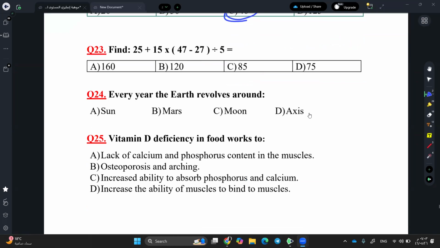Okay. Question number 23. Who wants to answer question number 23? Okay, on the pattern. Find 25 plus 15 times 40 minus 27 divided by 5. First, you start by subtracting 47 minus 27, and the answer is 20. Excellent. And then 20 divided by 5 equals 4.